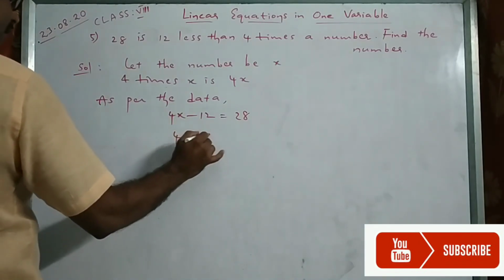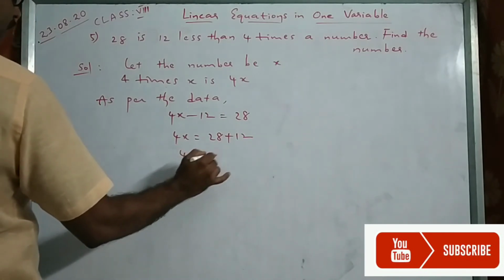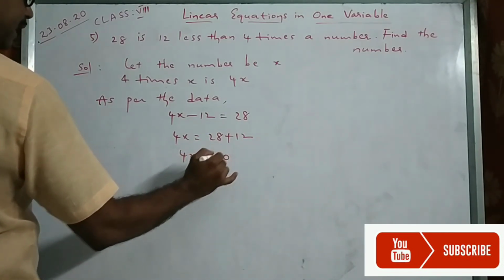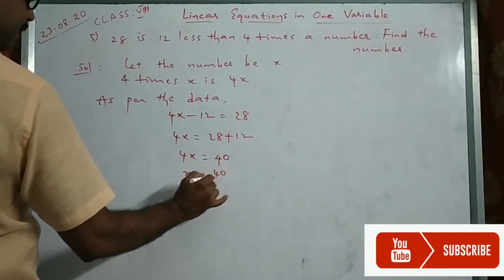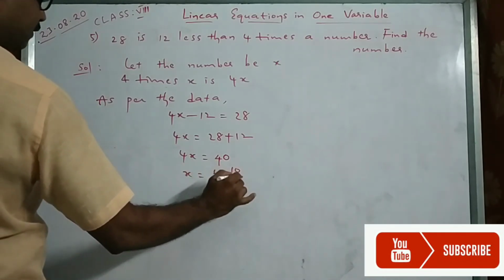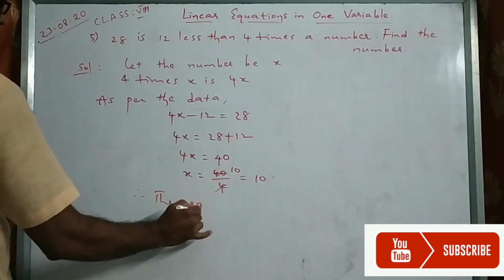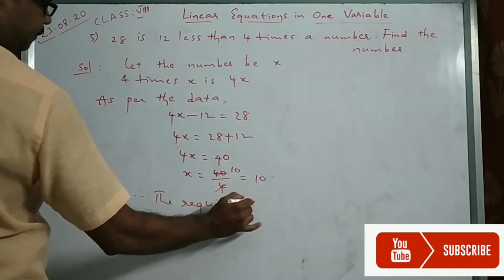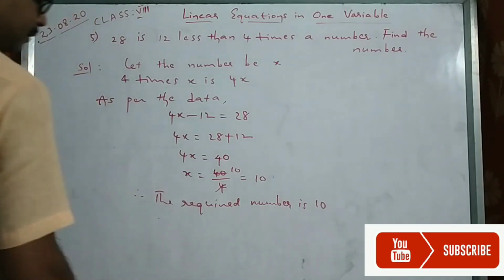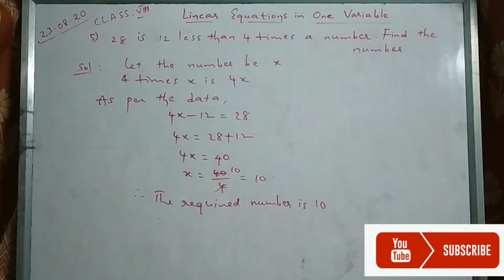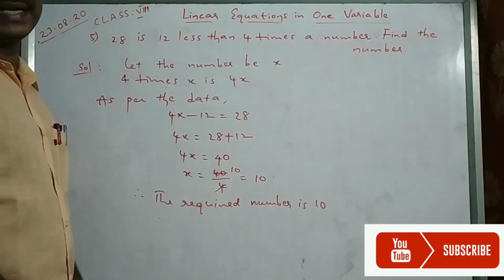So 4x equal to 28 plus 12. So 4x equal to 40. Right? x equal to 40 by 4. 4 tens are 40, so 10. Therefore, the required number is 10. That's the end of solution. We will see some more problems in the next class. Thank you.